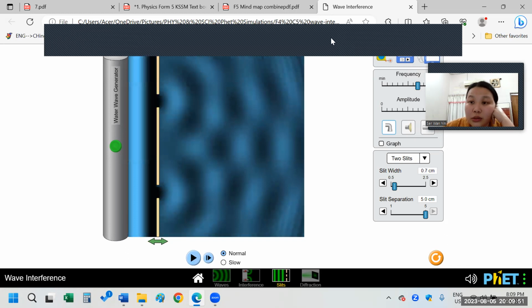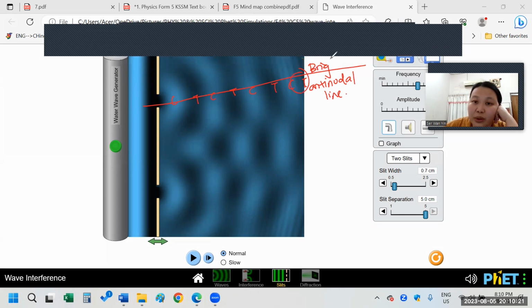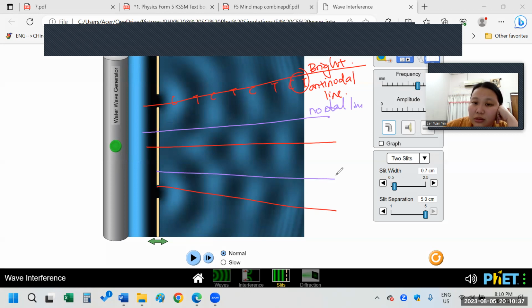Okay, I pause this. So can you see that here got something called, apa ni? Crest, trough. So here will form an antinodal line. Antinodal means you will see this part is bright. You can see the bright light. Then here also, so antinodal line. And then this part is like blur, nothing here. So actually this part we call it as nodal line. Nodal line.